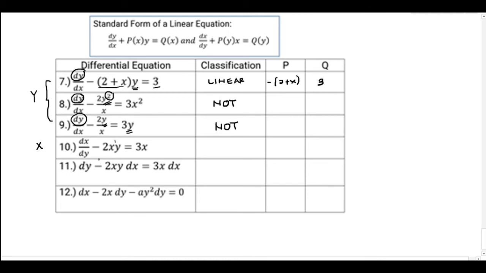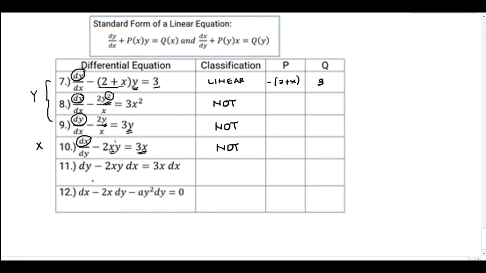For number 10, this is a linear equation in variable x. We have here dx, and we have also here x raised to the first power. Supposedly, the rest are function of y, but on the right side, we have here function of x. Again, this is not linear.